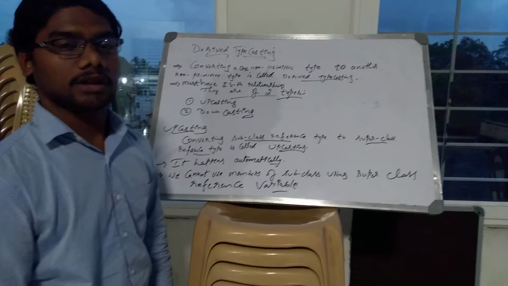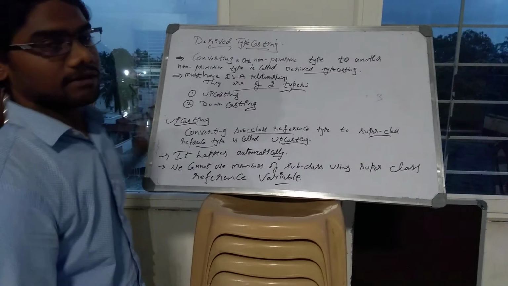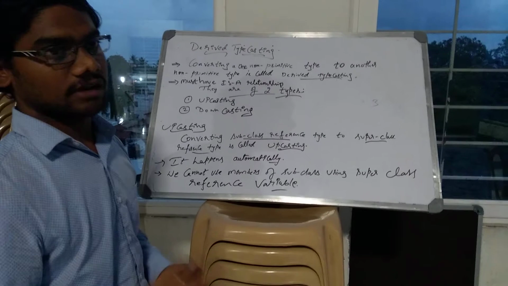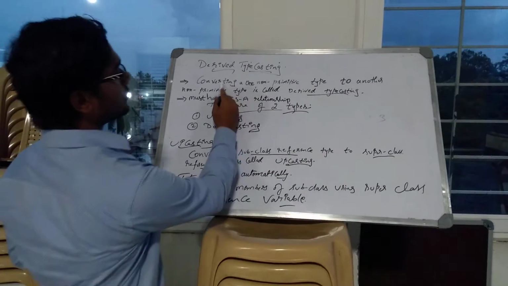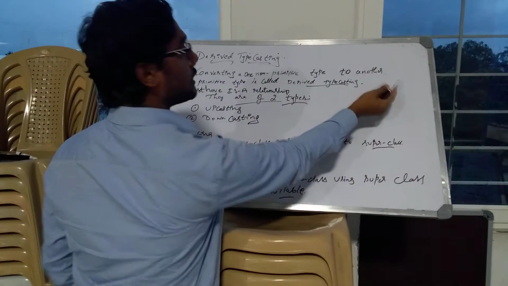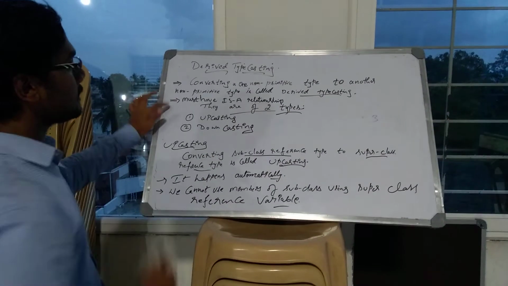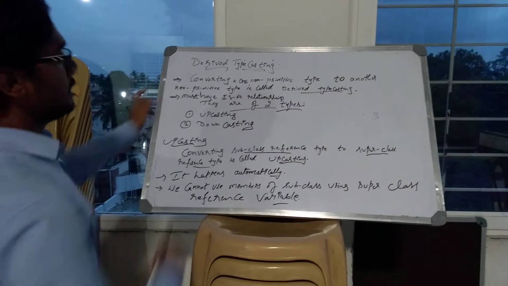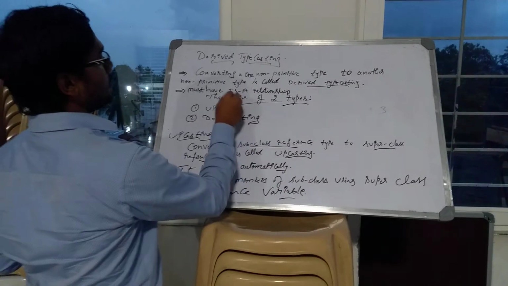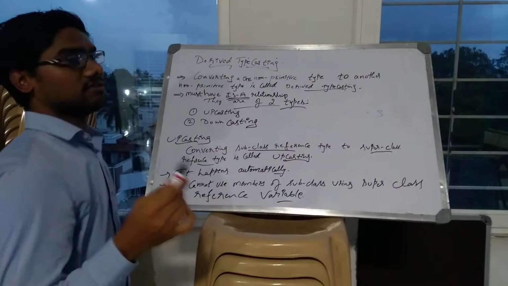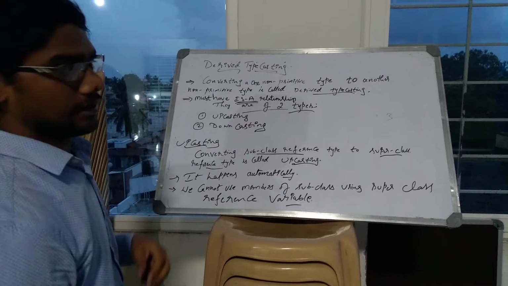Today let's talk about derived typecasting. In Java, the definition of derived typecasting is converting one non-primitive type to another non-primitive type. In derived typecasting, an IS-A relationship is a must. We need to have an IS-A relationship between the classes to achieve derived typecasting.